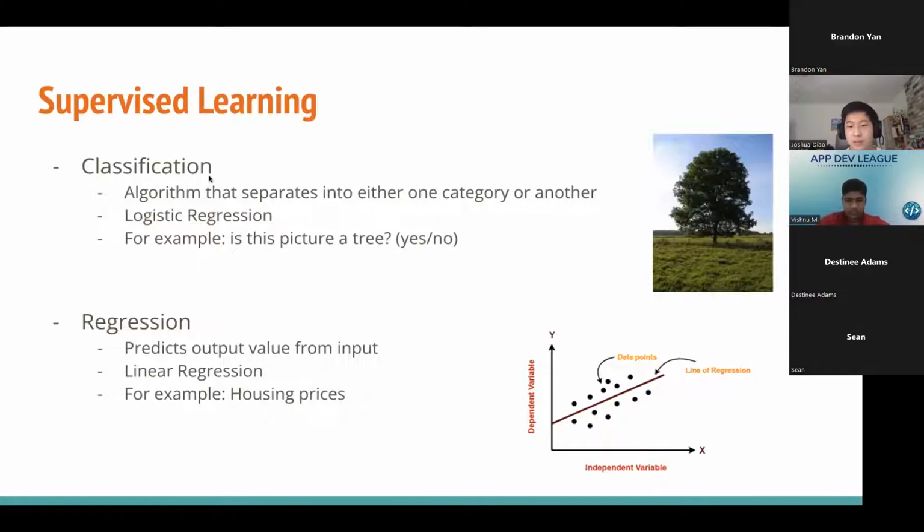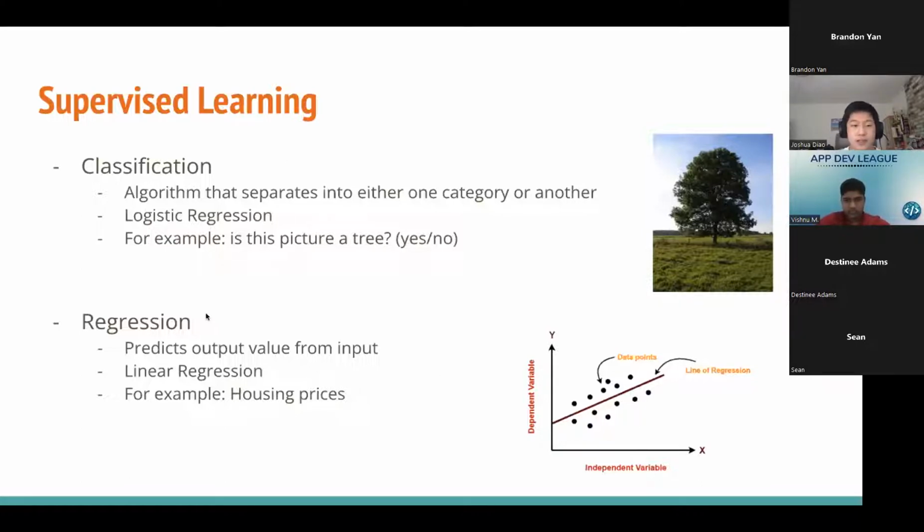This is a good example. Let's look at this picture right here. Is this picture a tree or not? This is a good example of binary classification. It's basically a yes/no question. You'll have a bunch of data, that tree data, and you'll input it into your algorithm, and your algorithm should be able to output, next time when you test it, whether the picture is a tree or not. One example of classification is logistic regression, which we'll go more in depth on soon in this presentation.